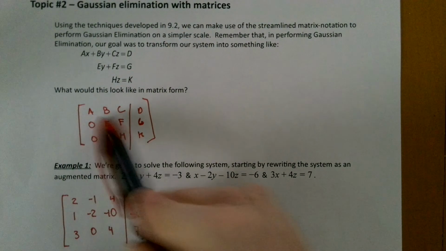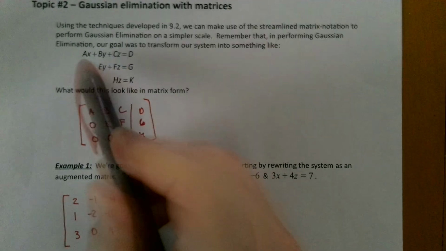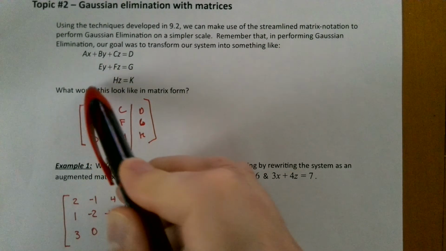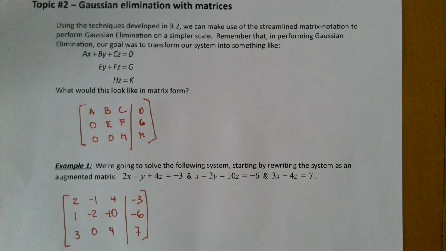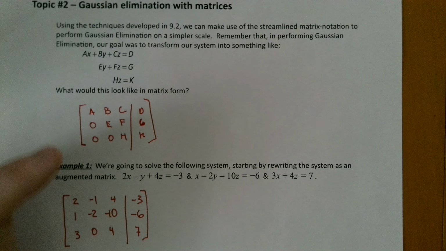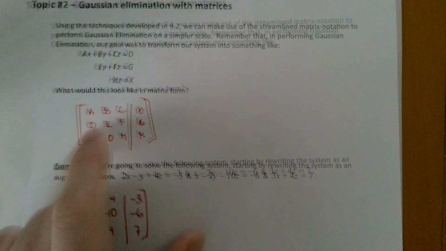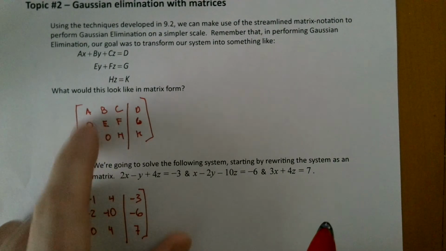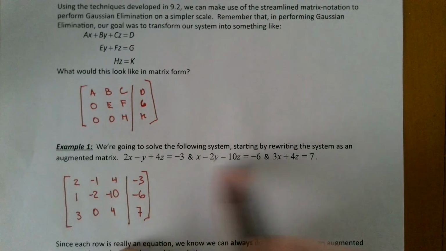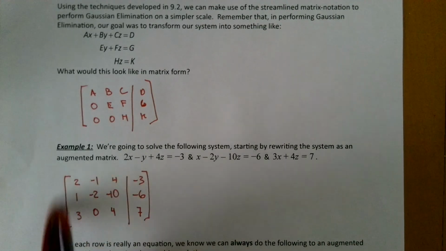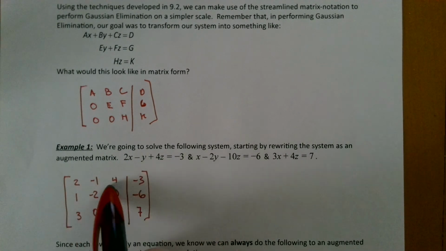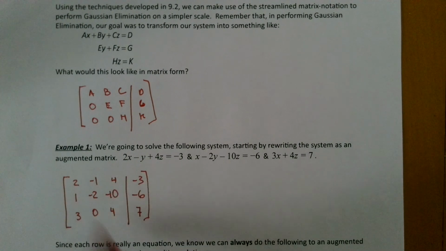Notice we have a, b, and c equals d. That's the first equation, and then we're plugging in zeros for all the missing terms. So one of our goals then is to do these operations on a matrix to get it in that form. Zeros in this position. So we're going to take this system and rewrite it in that augmented matrix form. Notice I put the 2, the -1, the 4, and then the -3, and so on.